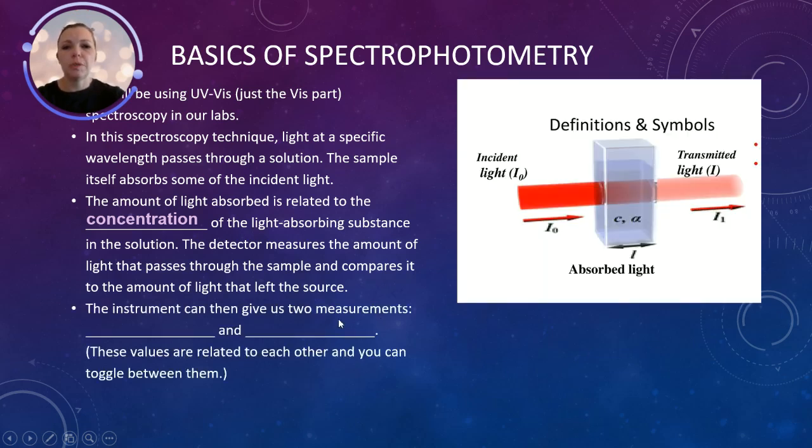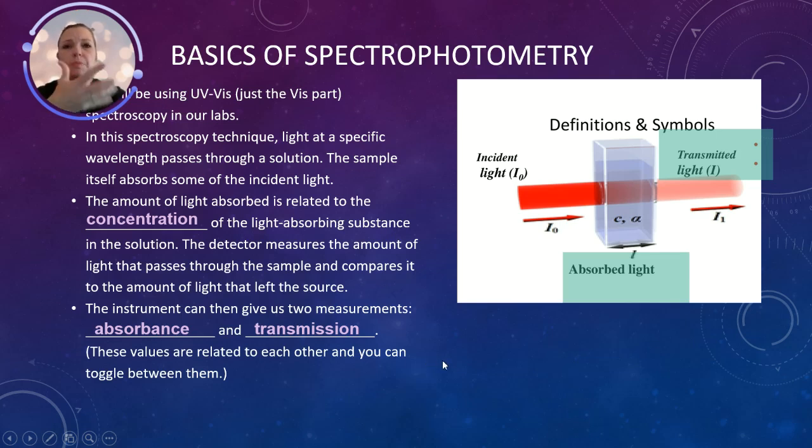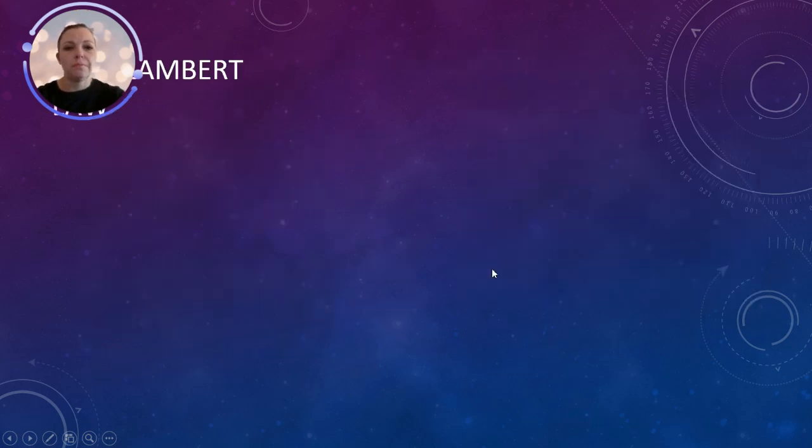So then the instrument can give us two measurements, absorbance and transmittance. Those values are related to each other, and on the spectrophotometer you can actually toggle between them. So in AP chemistry, we're going to be using absorbance. But this is that comparison. Again, the difference here is the molar absorptivity and the path length.